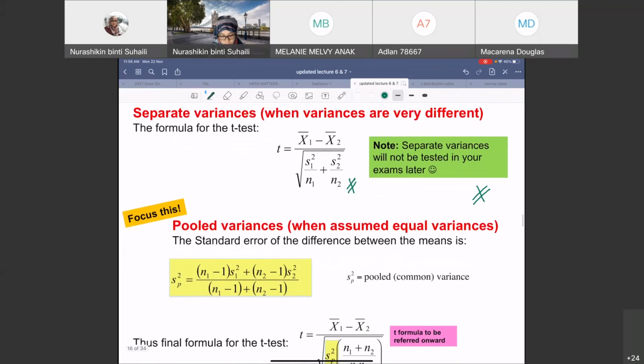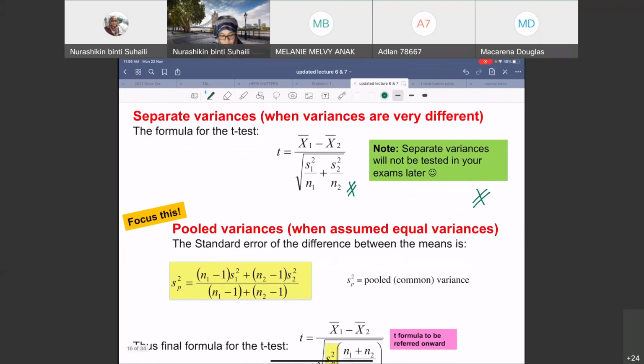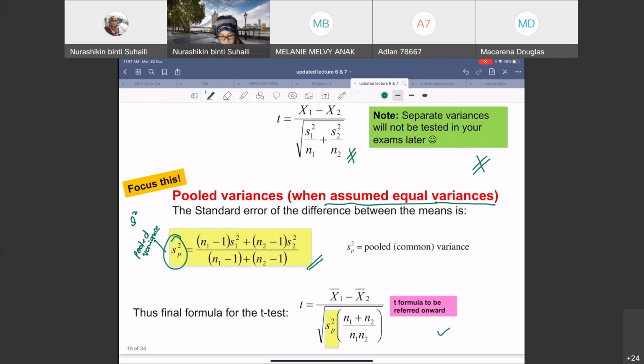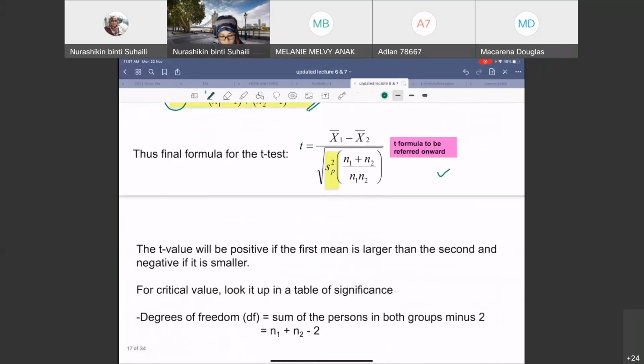For the pooled variance, it is used when the variances are assumed equal. That is its definition. And this is the formula of the pooled variance. This is Sp, pooled. S square is variance, so when there is Sp, it is the pooled variance. I think this is the formula that you need to know. And this is the t-test. The formulas will be given, so don't worry about the formula.